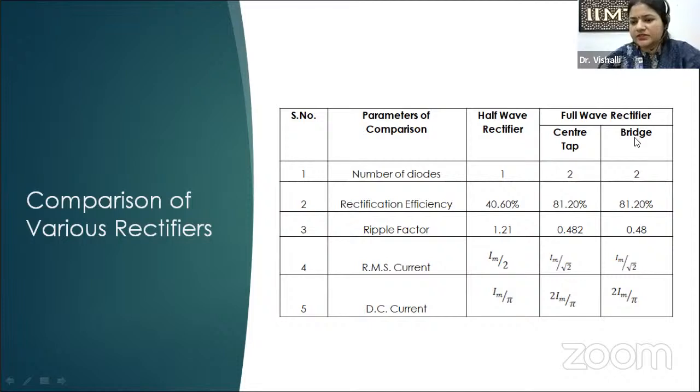Also, between center tap and bridge rectifier, in most circuits we use the bridge rectifier because it doesn't require a center tap. And one drawback of the bridge rectifier is that it contains 4 diodes. It becomes very bulky, and whenever we require a low DC output, that is not possible to get in the case of the bridge rectifier. If we want to get a low DC output, then we have to use this center tap arrangement. But in other respects, we can say that the bridge rectifier is better than the center tap arrangement.